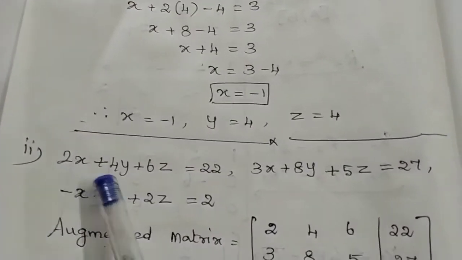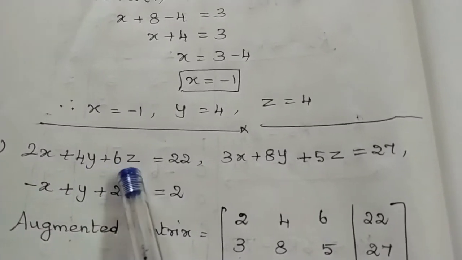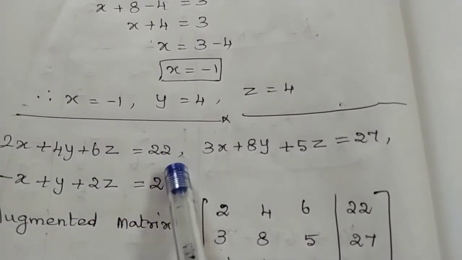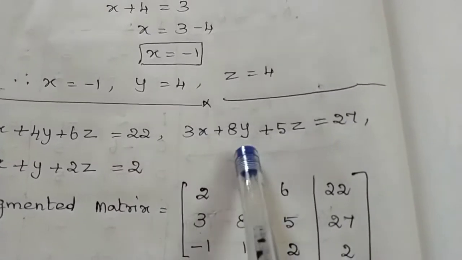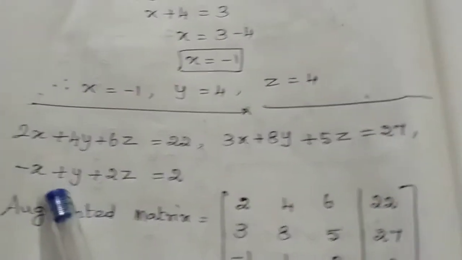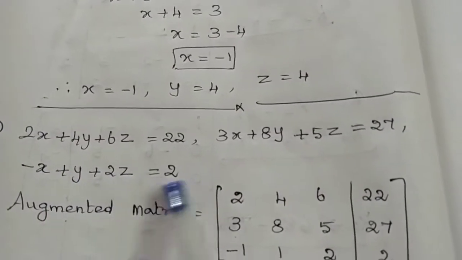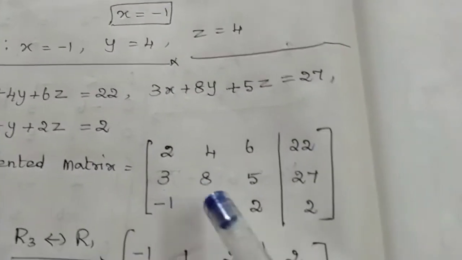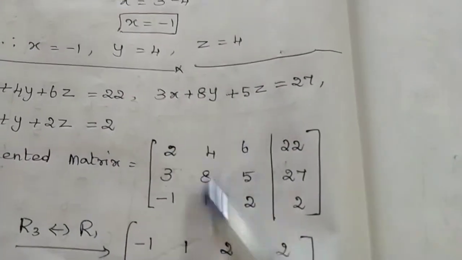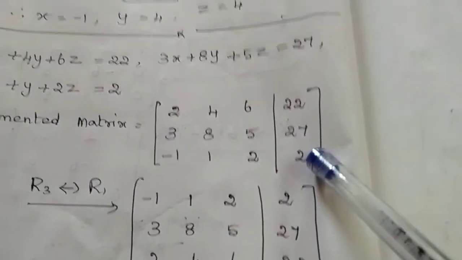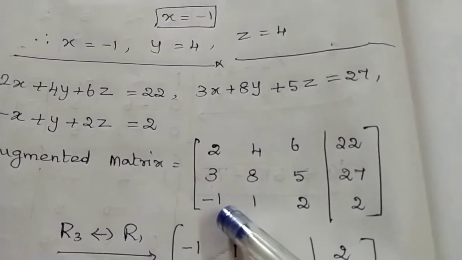Next, second equation: 2x plus 4y plus 6z equal to 22. Second sum: 3x plus 8y plus 5z equal to 27, minus x plus y plus 2z equal to 2. Augmented matrix, right? x coefficient, y coefficient, z coefficient, constant. And see that one, here minus 1 is there.